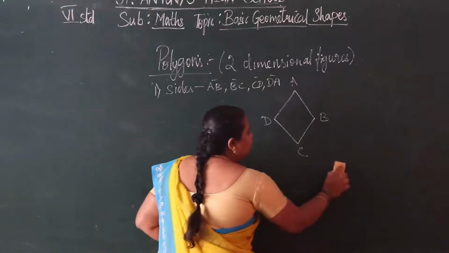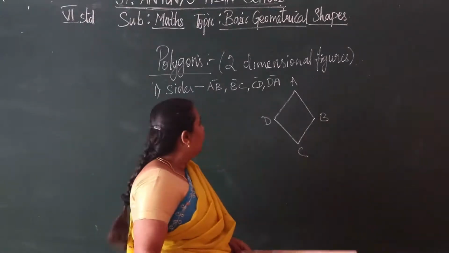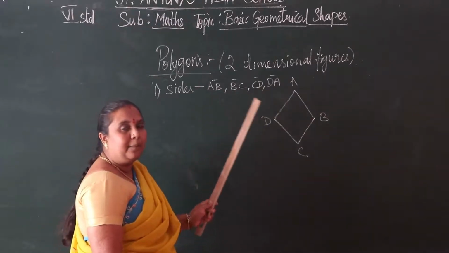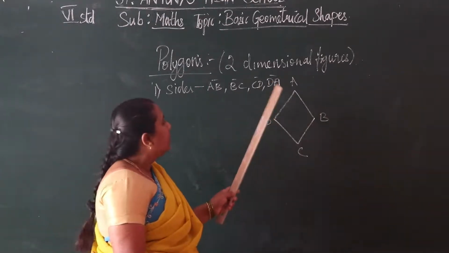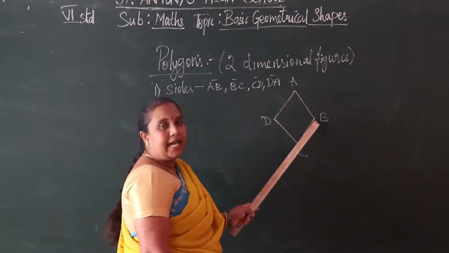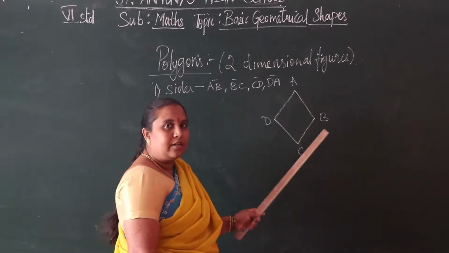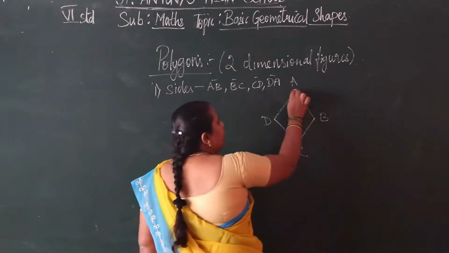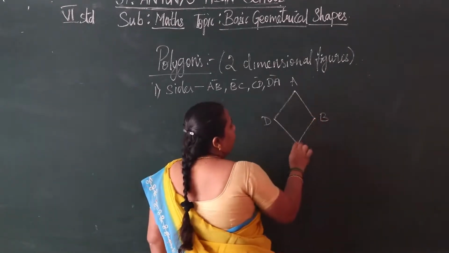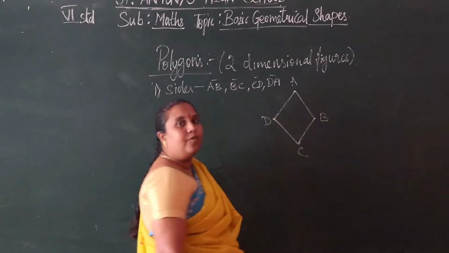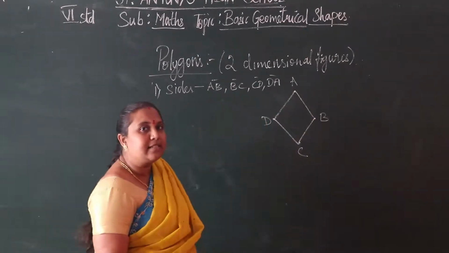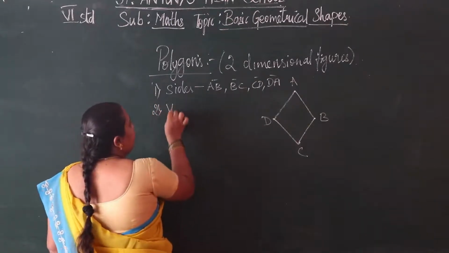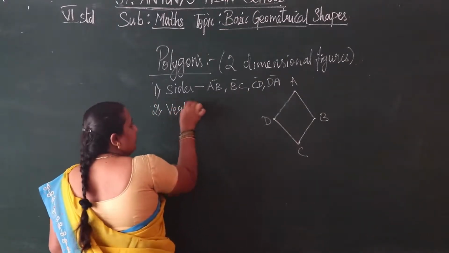And then see here the another part of the polygon. What is the other part? The end points of the line segments join to form a closed figure. That joining point we can say is a vertex, the vertices. The second part of the polygon is the vertices.